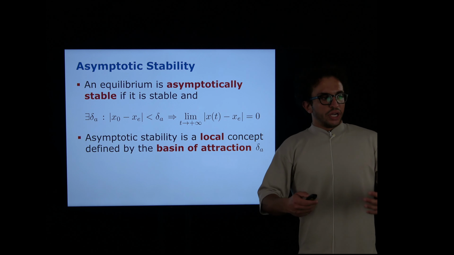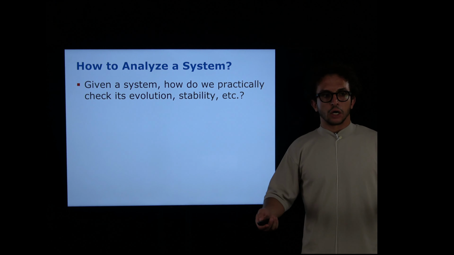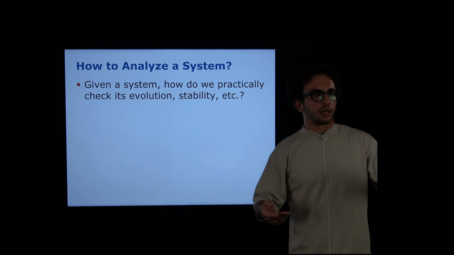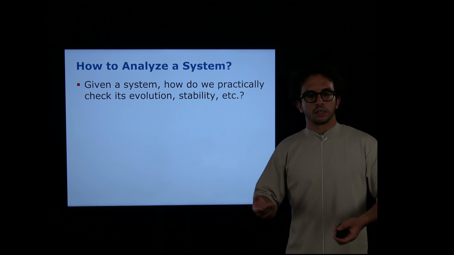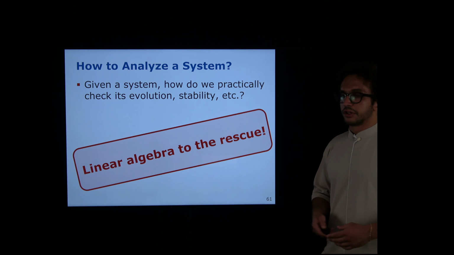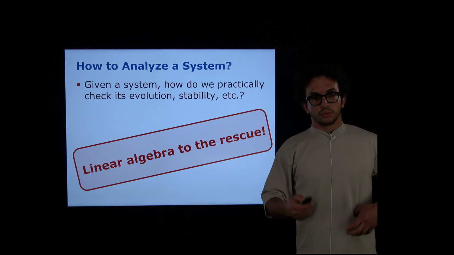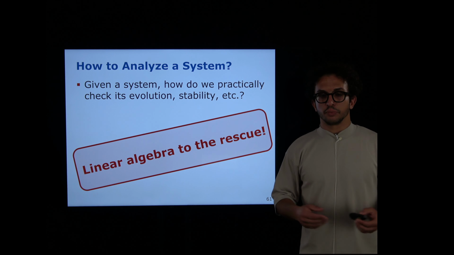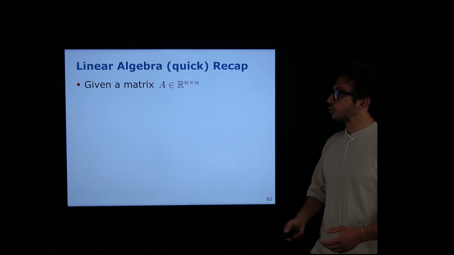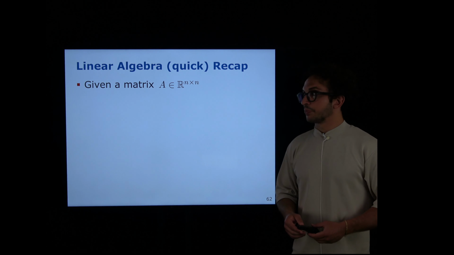So now we have this concept, right? But how do we apply it? How do we know when a system is stable, asymptotically stable, unstable? For now, this is unclear. Everything is done with linear algebra, which hopefully you have seen in previous courses, bachelor or whatever it is. But now we will give a very quick recap on some important facts of linear algebra.